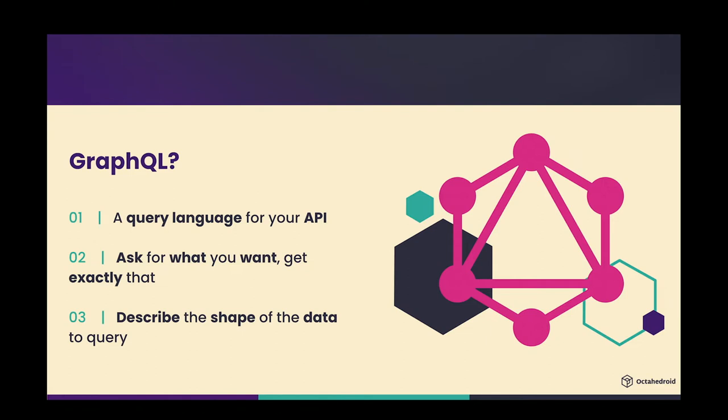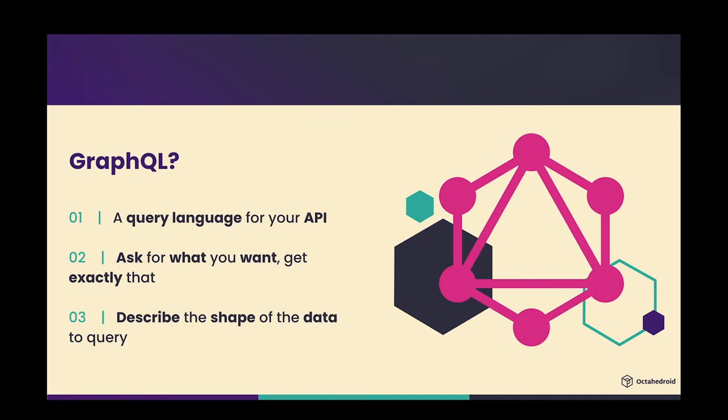If you need a reference, you can use the reference name and curly brackets, and that comes out of the box. Obviously, that depends on how your GraphQL was created, but in the end, you can ask for what you want, and only that, and get exactly that. And finally, you can describe the shape of the data that you are querying. I want this type, or I want this property for this type.